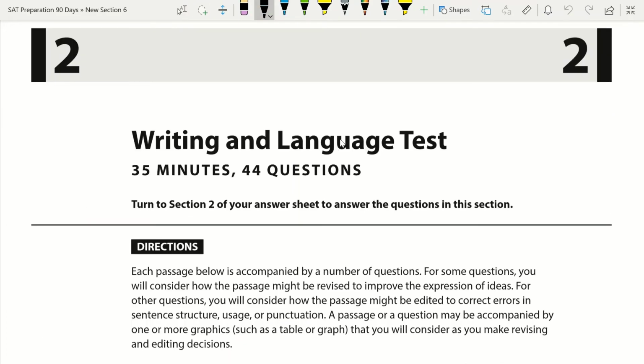All right, for the writing and language section today, what we're going to be doing is going through SAT practice test 4. We're going to do the first 2 writing and language passages from that section. So that's going to be questions 1 through 22. So with that, let's go ahead and get started.